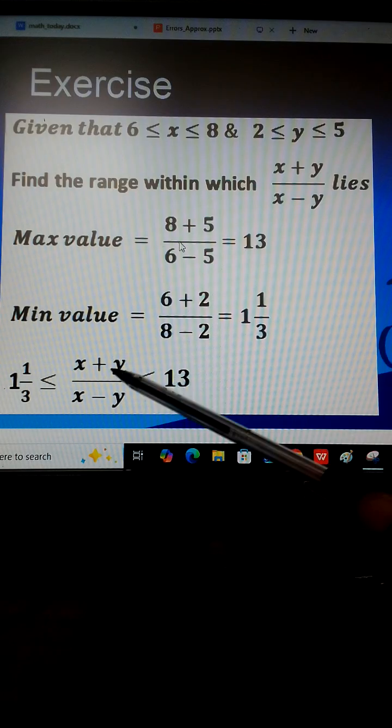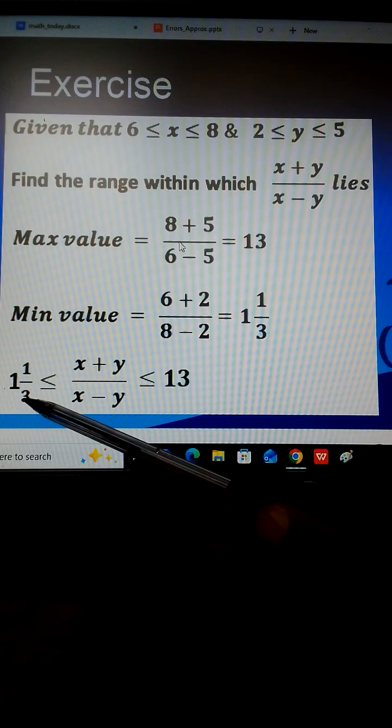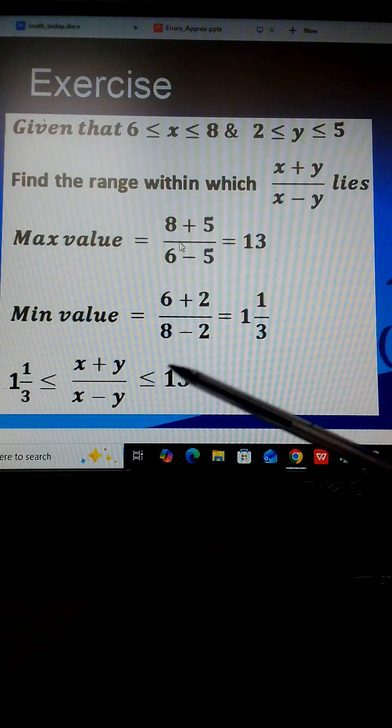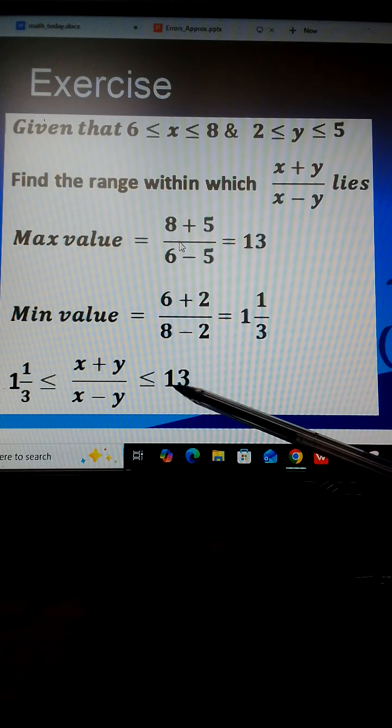So we find that this expression, (x plus y) out of (x minus y), lies between 1 1/3, the minimum value, and 13, the highest value. So that's how we do this kind of problem.